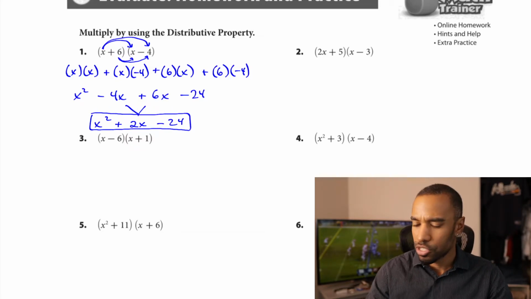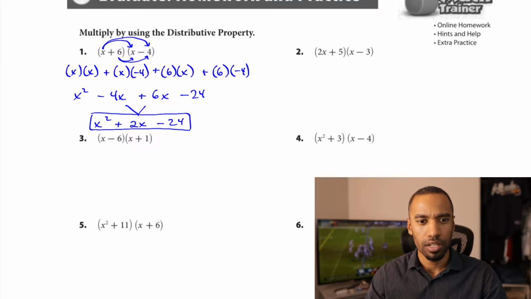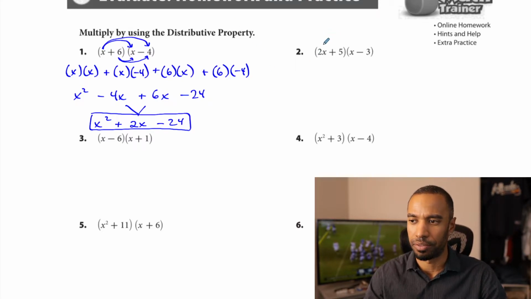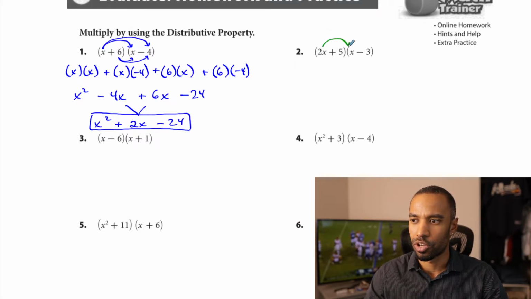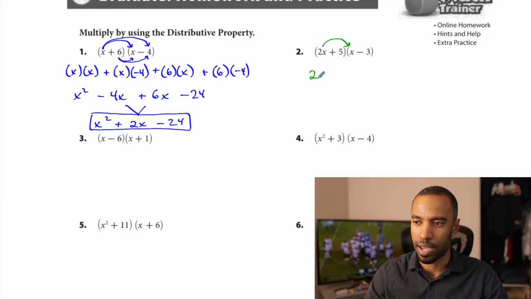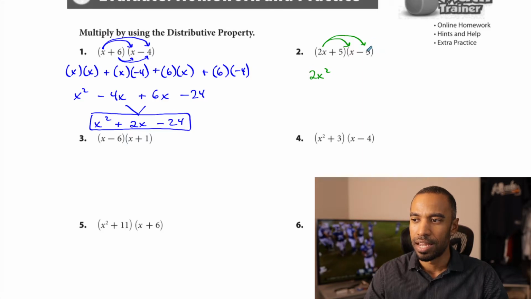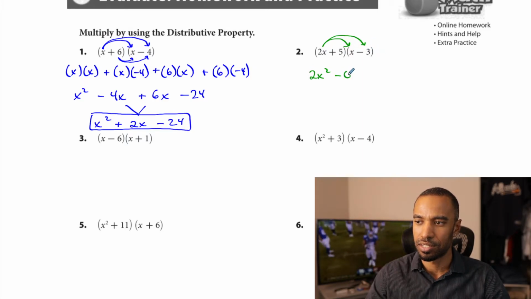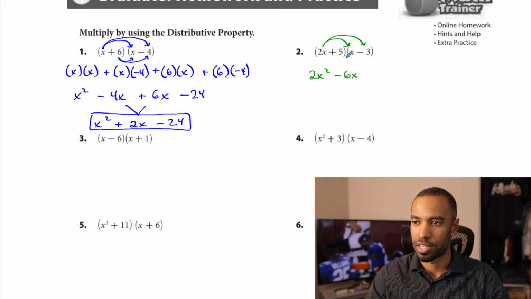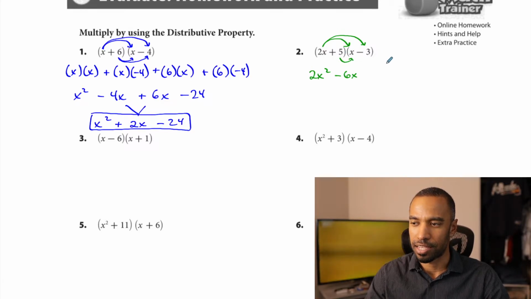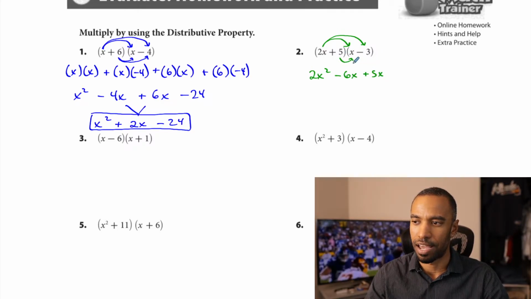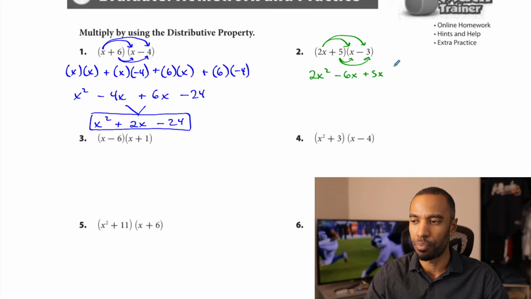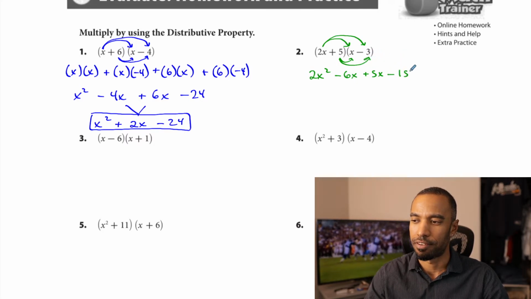This just continues again. A lot of drill and kill today, guys. 2x is going to multiply with x. I'm going to get 2x squared there. 2x is going to multiply with negative 3. Negative 3 times 2 is negative 6x. And then there's the x. And then 5 times x, we'll get a positive 5x. And 5 times negative 3, we get negative 15.